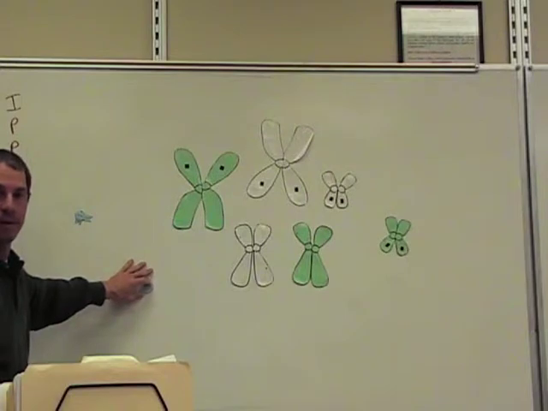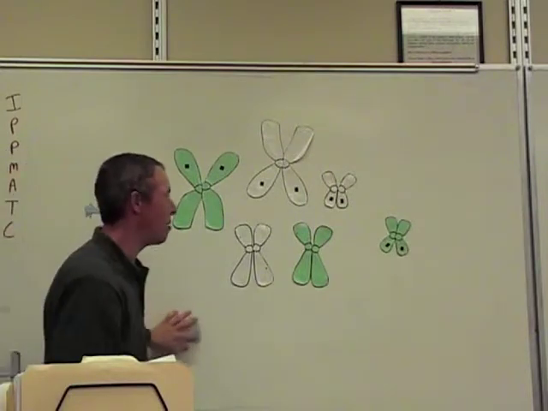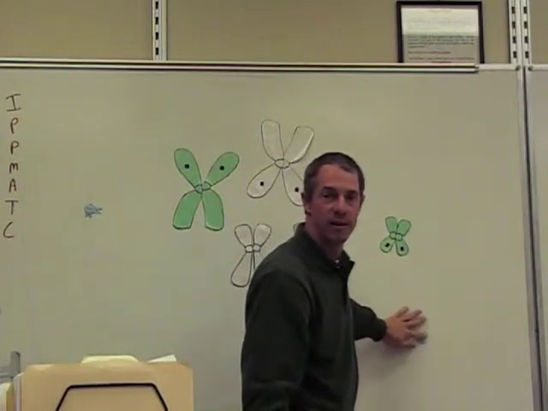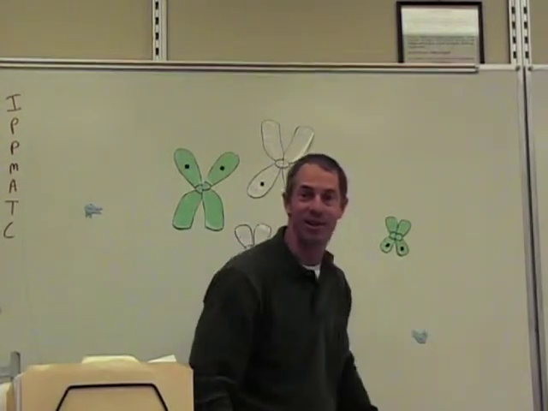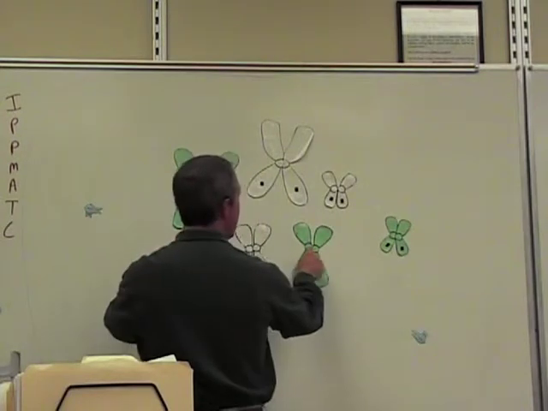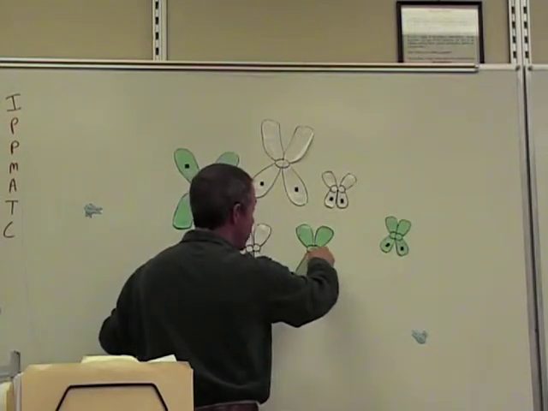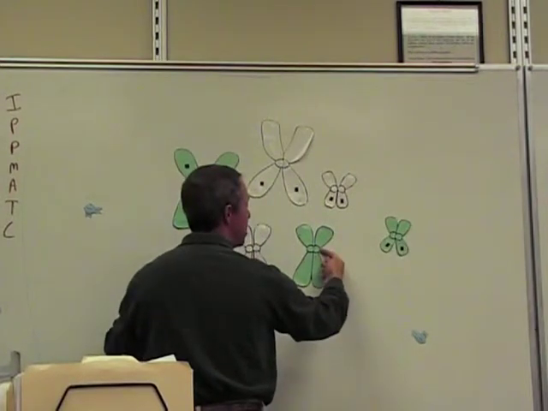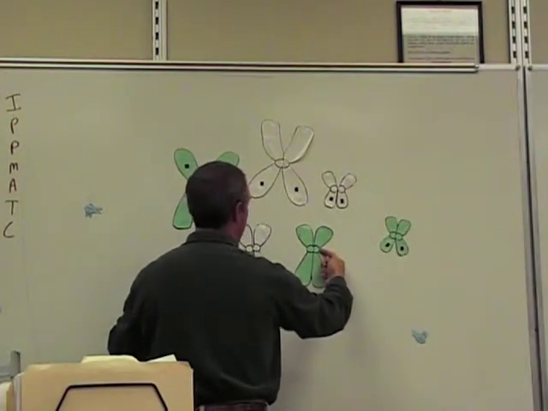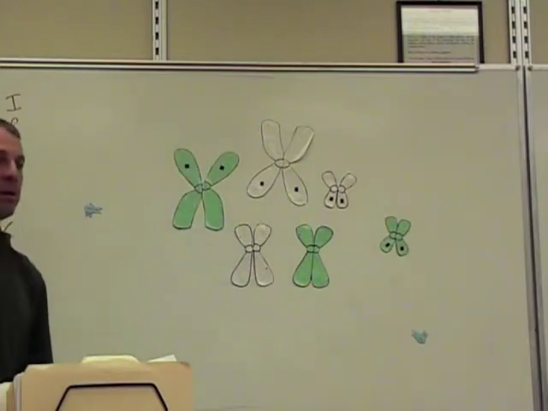So in prophase, two centrosomes divide and move to opposite sides. Each one has a centriole in it. This region is called the centromere. The spindle fiber attaches to the centromere. But that's in prometaphase. That's where we are right now.